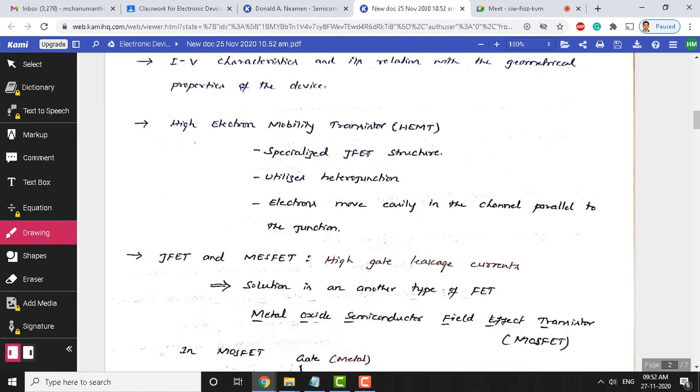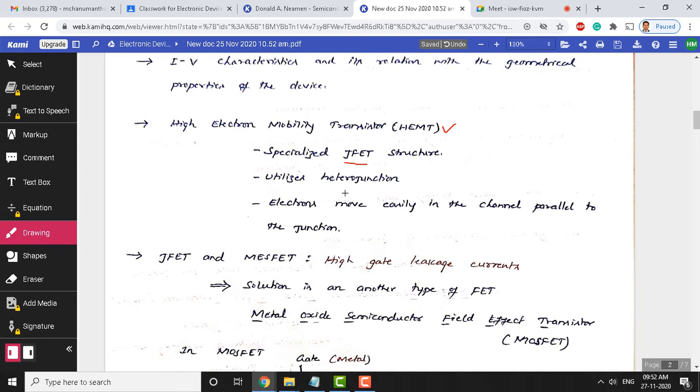There is a specialized device called HEMT. This is a specialized JFET device. This is not again part of our syllabus, but here just for information's sake I am telling you. So, this HEMT stands for High Electron Mobility Transistor. This is a specialized JFET structure which is widely used, and this specialized structure utilizes a junction called a heterojunction.